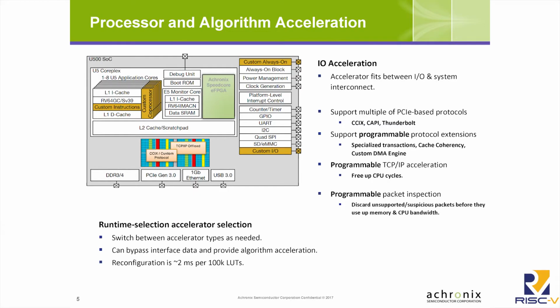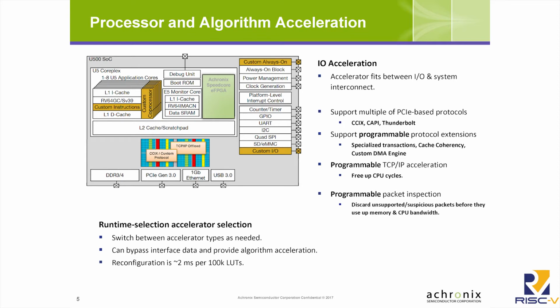The second slide is again on processor and algorithm acceleration, again using the U500 SoC. This time, the SpeedCore embedded FPGA is inserted right above the protocol stack and right underneath the system interconnect. So this kind of acceleration will be used essentially for I/O acceleration. And with this kind of a fit, we can support multiple PCIe-based protocols like CCIX, OpenCAPI, Thunderbolt, as well as programmable protocol extensions, programmable TCP/IP acceleration, and programmable packet inspection.